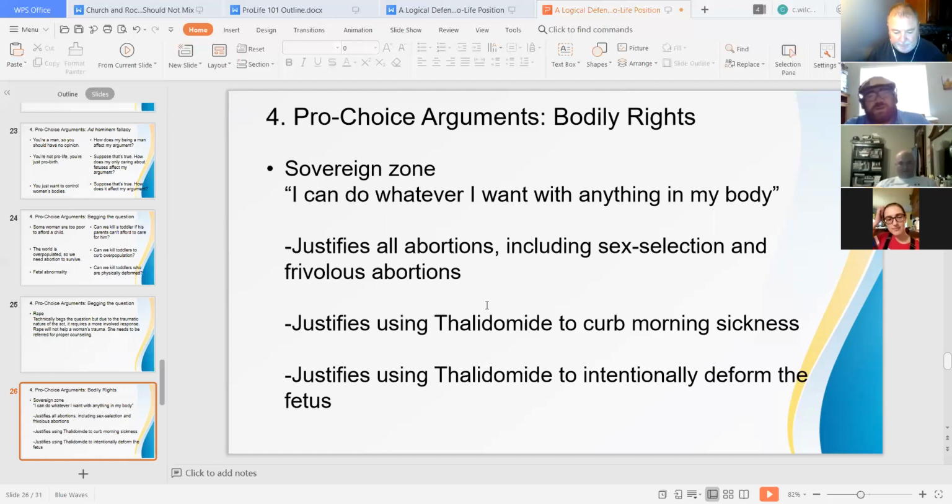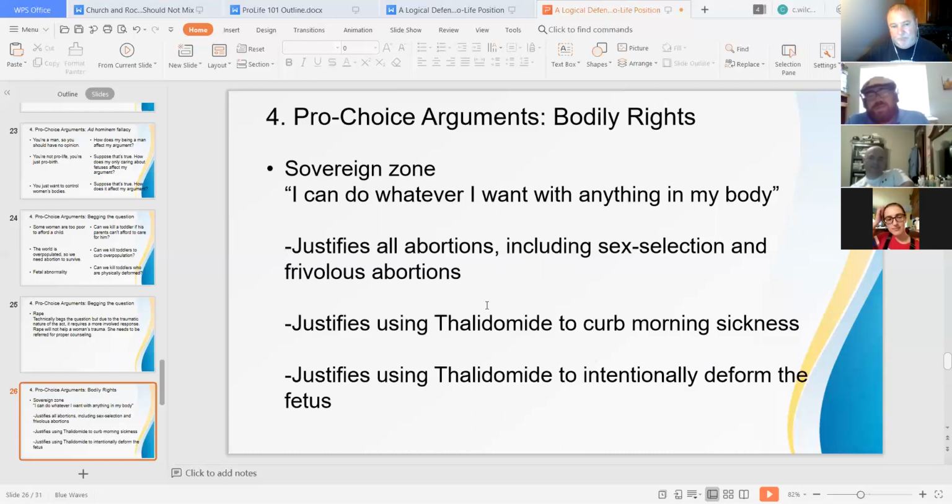And so this argument would actually address the first premise of the pro-life syllogism, which is that all acts that intentionally kill an innocent human being are wrong. In this case, the pro-choice person would say, well, it's not wrong because I have the right to do whatever I want with anything in my body. So this one actually does get at the heart of the syllogism. So we can offer some responses to this sovereign zone idea.